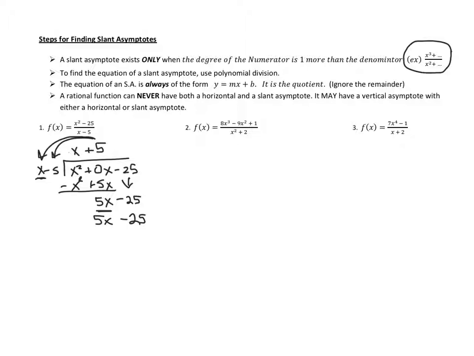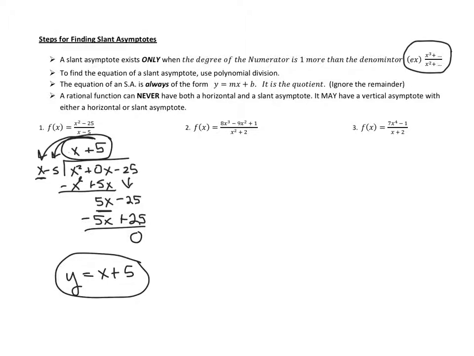We need to subtract. So remember, you can change both signs and add. When you subtract those or add those, you get 0. Okay, so we're finished. Your answer in this case is always the quotient, and notice that was x plus 5. So my slant asymptote in this case is y equals x plus 5. The remainder happened to be 0, but the remainder has nothing to do with it. If we had even gotten an actual remainder, that wouldn't have affected the problem at all.